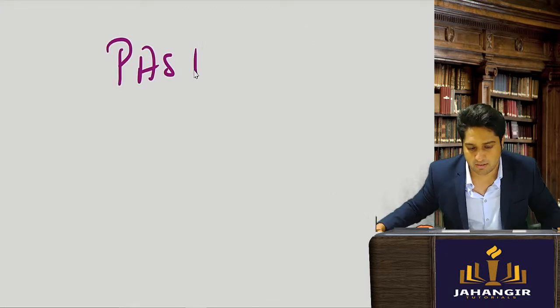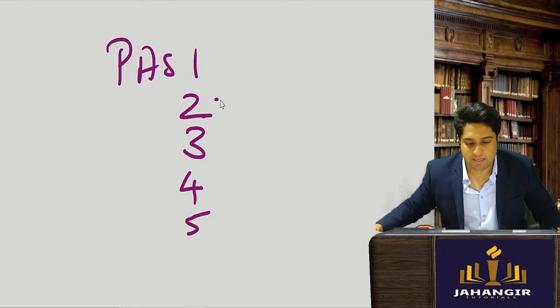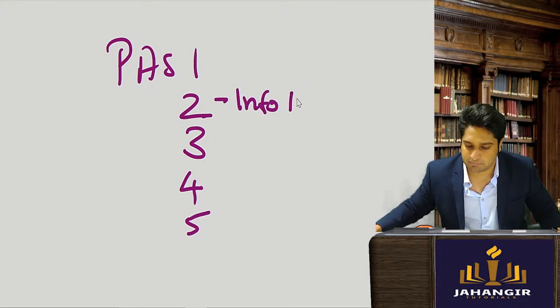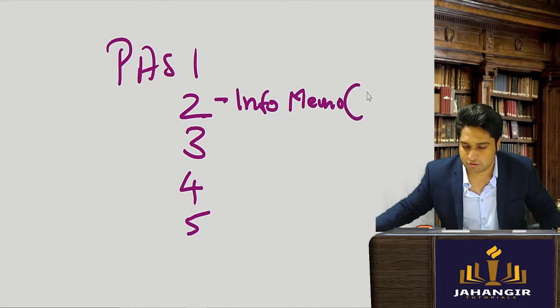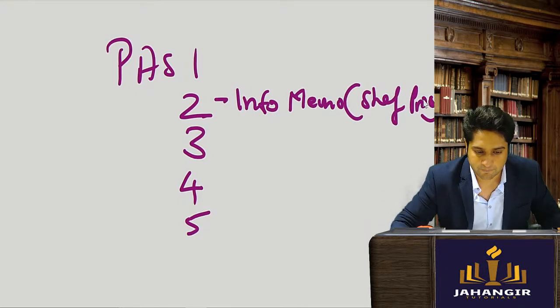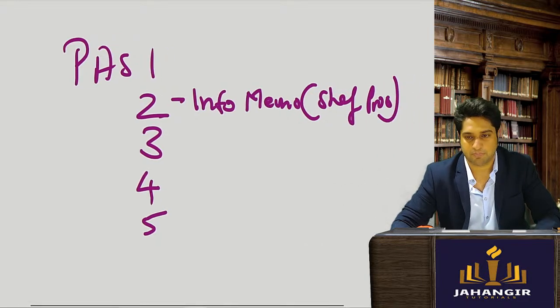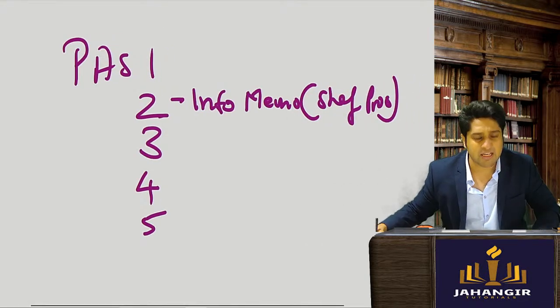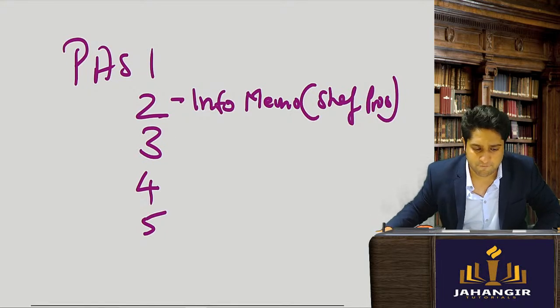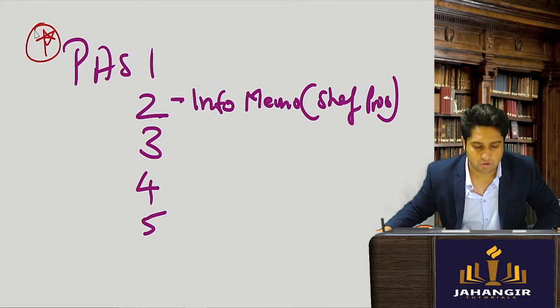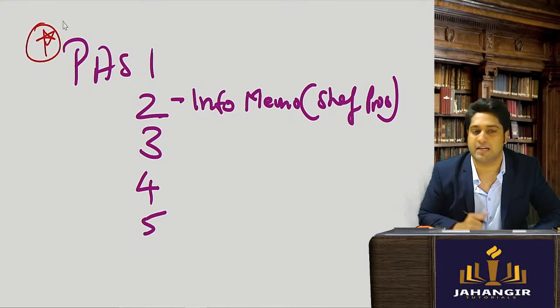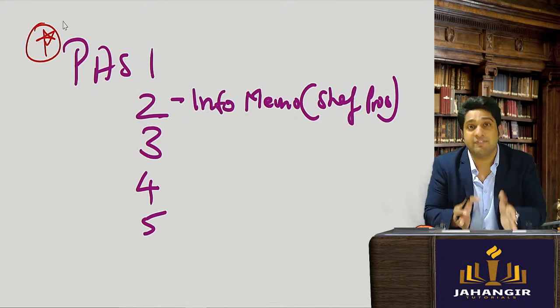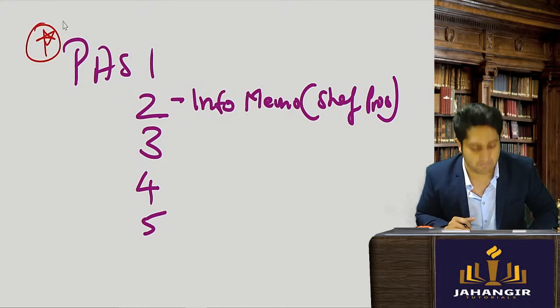Form numbers are PAS 1, 2, 3, 4, 5. PAS 2 is for information memorandum. This is issued for shelf prospectus. Clear? The other form numbers are also there. Very, very important to know. As and when we come to them, I will tell you. But you write it down. When we come to it, you need to fill it up.